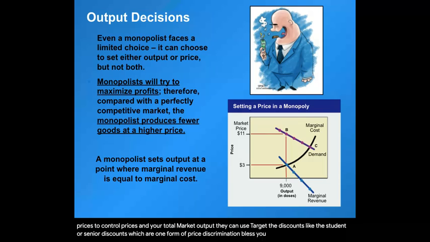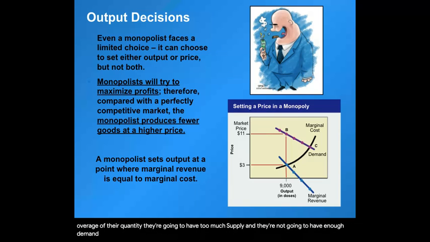So monopolists will try to maximize their profits. Monopolists produce fewer products at a higher price. They want to produce less and be able to make more money off of each one they sell. If they just keep producing more and more, they're going to have an overage of their quantity. They're going to have too much supply and they're not going to have enough demand.